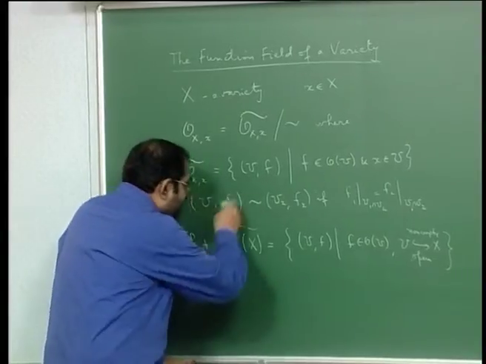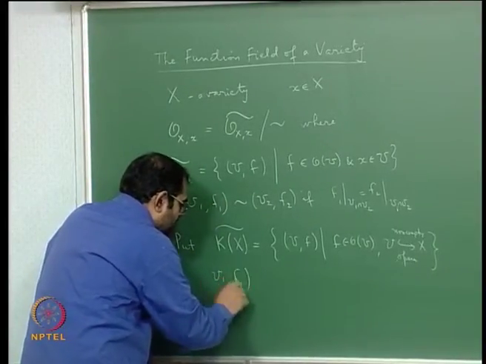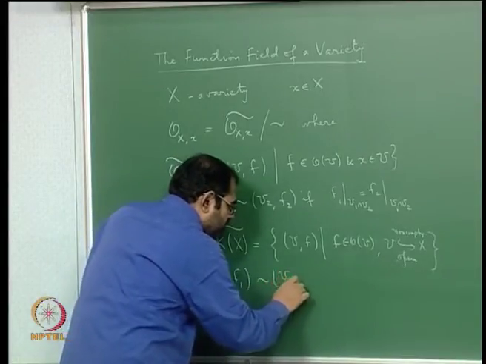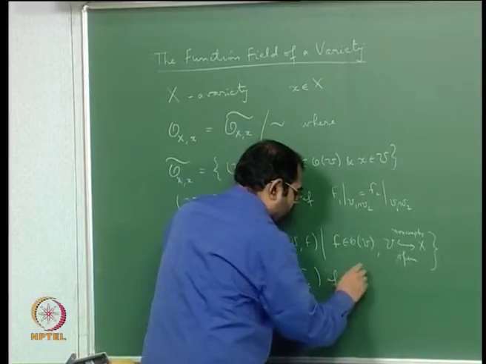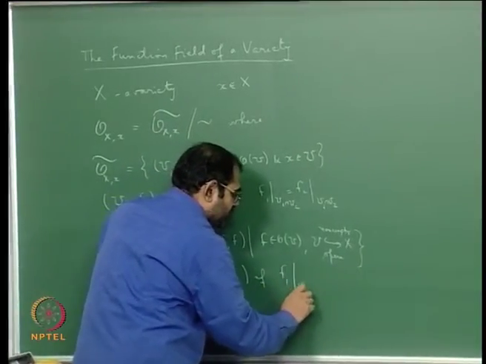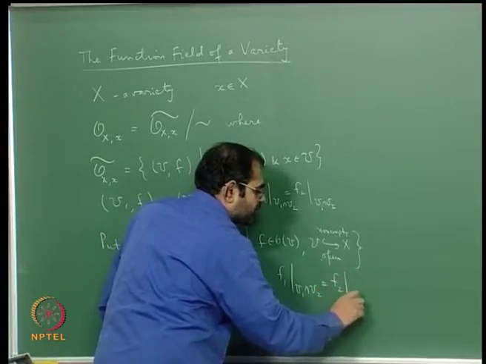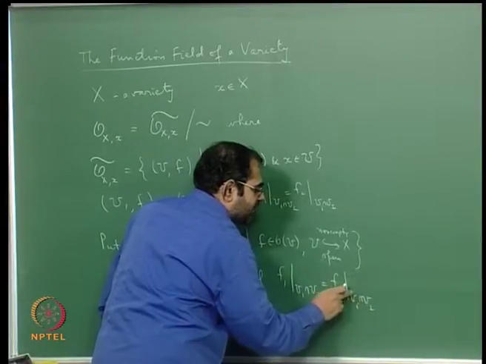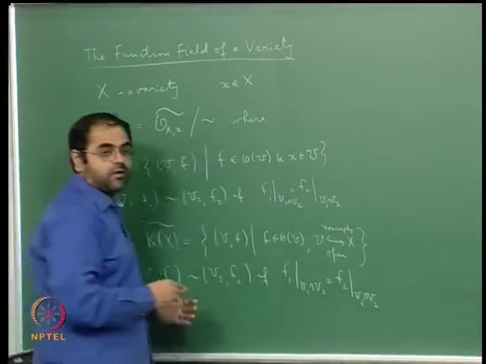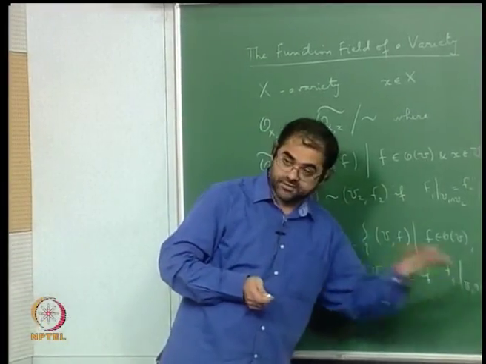So now what you do is again you define the same equivalence relation: u1 comma f1 is equivalent to u2 comma f2 if and only if f1 restricted to u1 intersection u2 is equal to f2 restricted to u1 intersection u2. Of course for this, you need not require it on all of u1 intersection u2, it is enough to even require it on a non-empty open subset of u1 intersection u2.